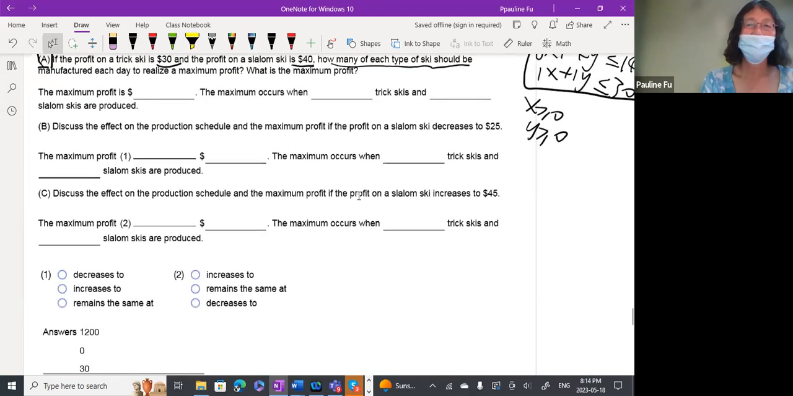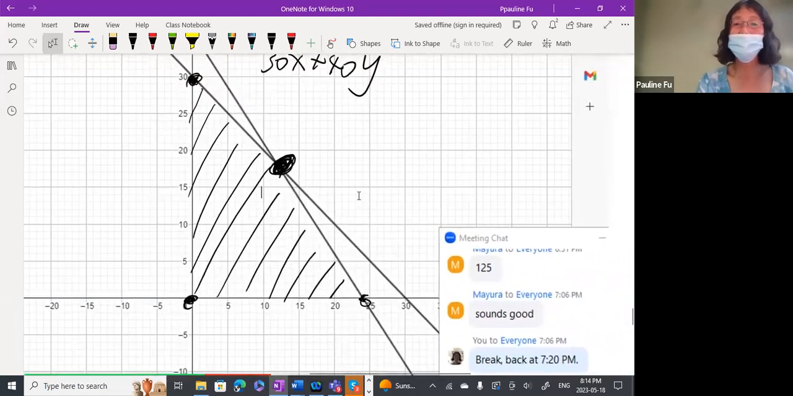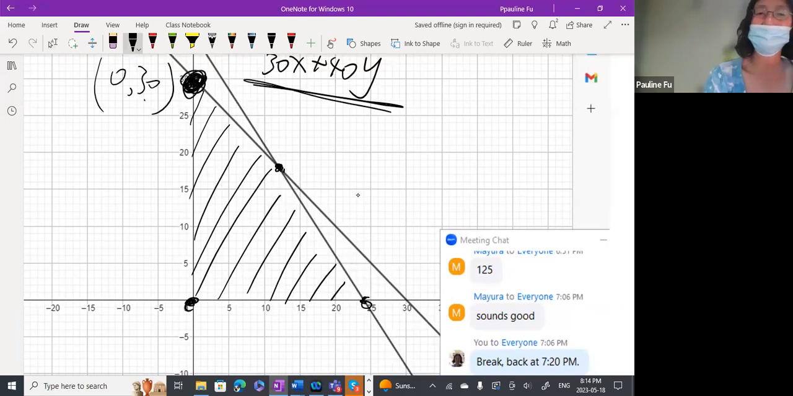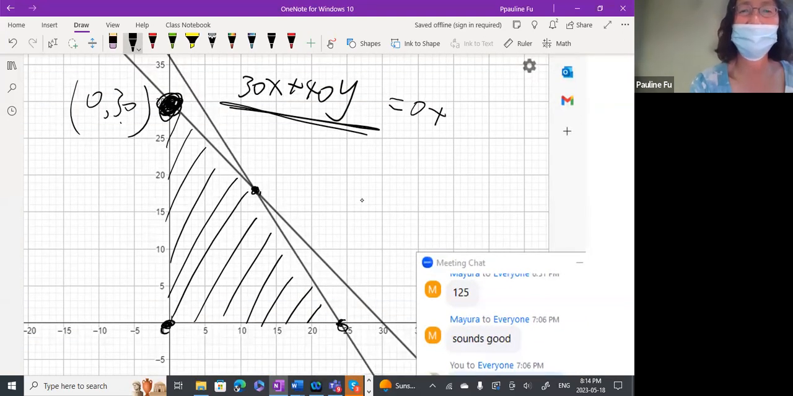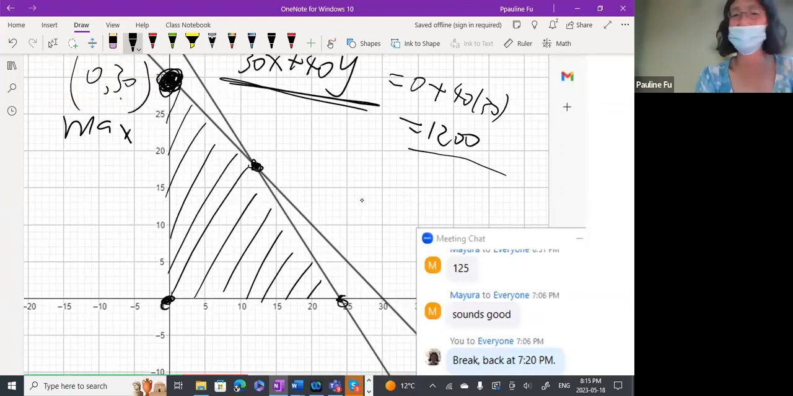I said usually the maximum point happens here, but for this question, the maximum point happens here. This point is (0, 30). If you plug in (0, 30), this one is the maximum. Let's try. If you plug x is 0, y is 30, you get 0 plus 40 times 30. You get this number. And if you plug in this other point, this number will be smaller than this one. So this point is the maximum point. You have to try all points, including this one, to find the maximum value. Is that clear? How do you find the maximum?